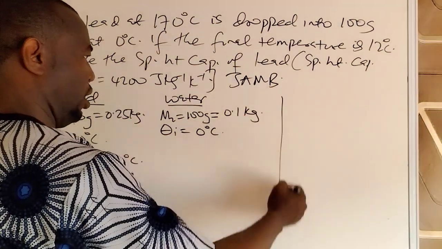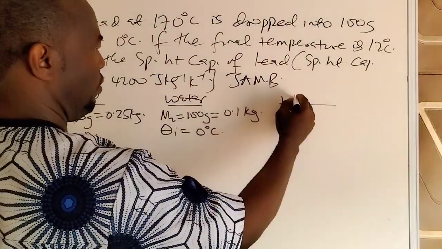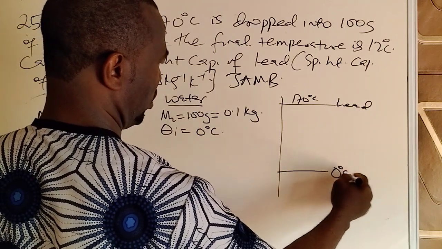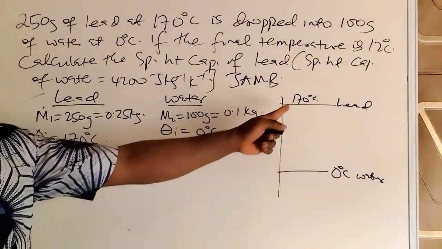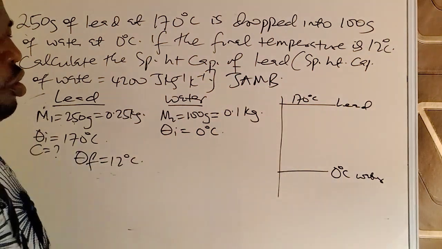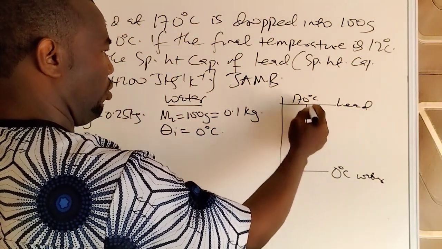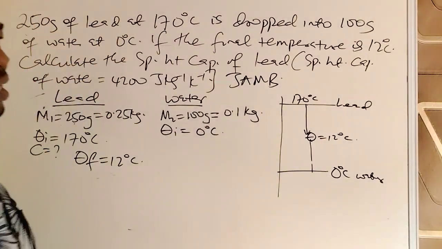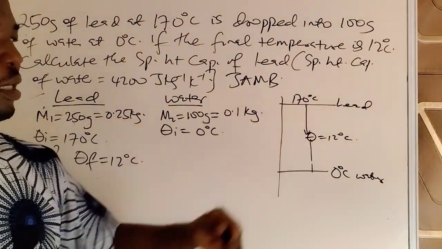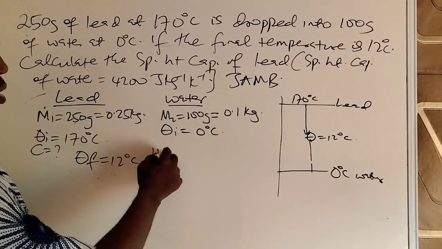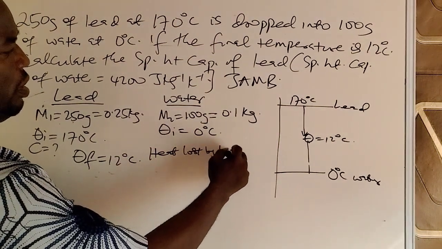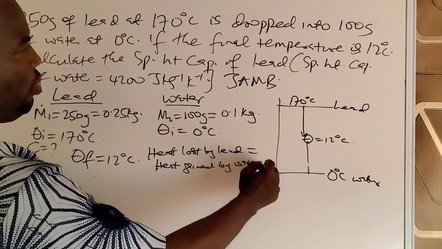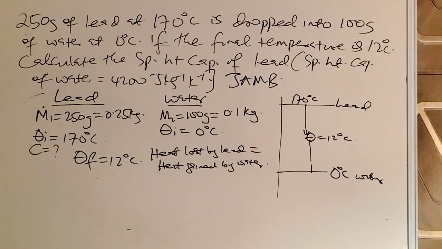So you have a little sketch here. We have the lead at 170 degrees Celsius. This is our lead. We have our water at 0 degrees Celsius. This is water. You see that the lead is at a higher temperature, losing heat. Water is gaining heat. So when you drop this into the water, the temperature of the water will rise to our final temperature, which is 12 degrees. The lead is losing heat, while water is gaining heat. So the assumption we make here is that heat lost by lead equals heat gained by water. Having done that, you can clean up the question and then solve.